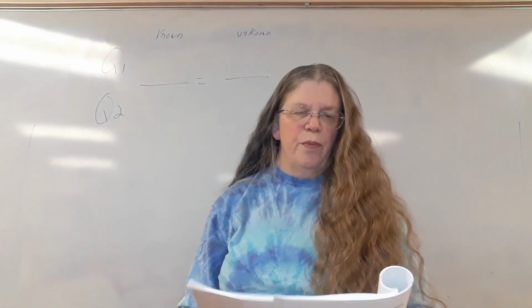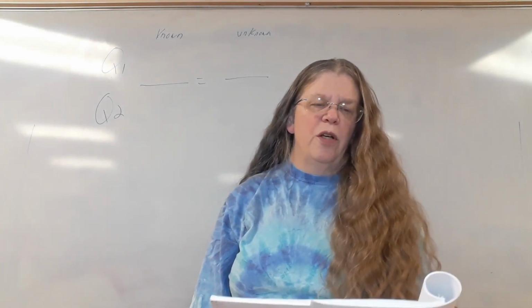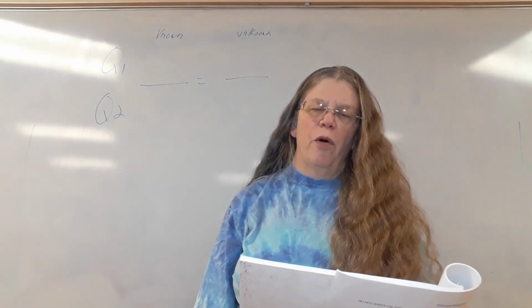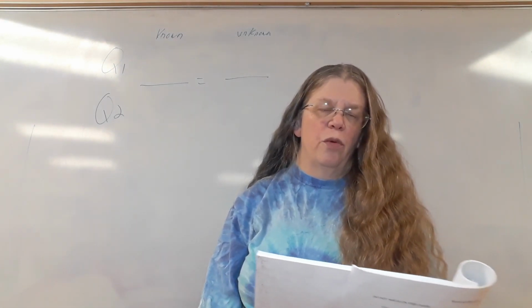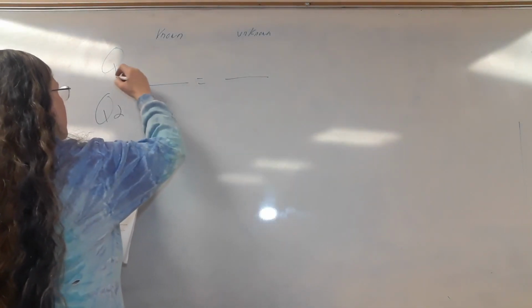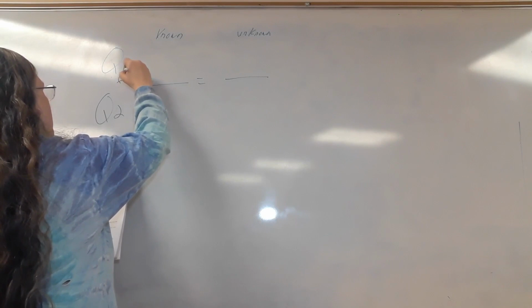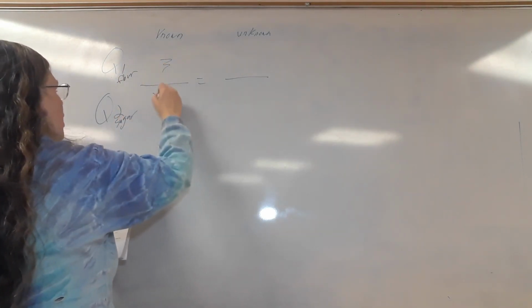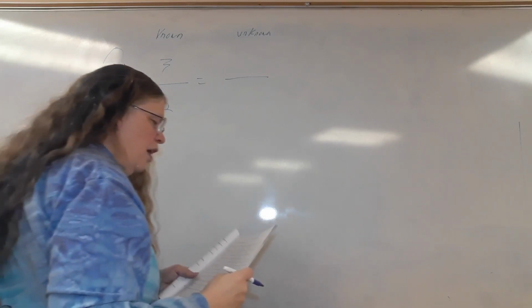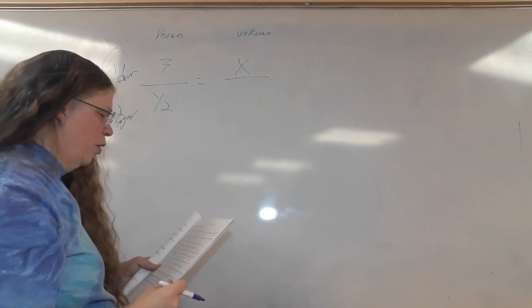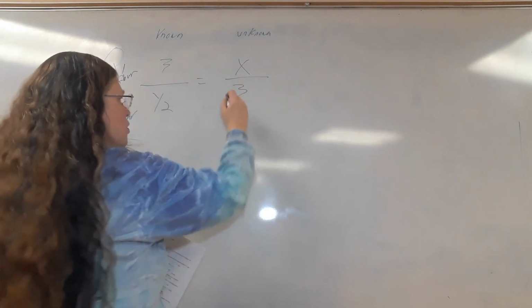Okay. Next problem is R2, number 2. A recipe calls for 2 cups of flour and a half cup of sugar. How many cups of flour would be required if 3 cups of sugar were used? So we have 2 cups of flour. Let's put flour on the top and sugar on the bottom. 2 cups of flour and a half cup of sugar. How many cups of flour would be required if 3 cups of sugar were used? Okay.